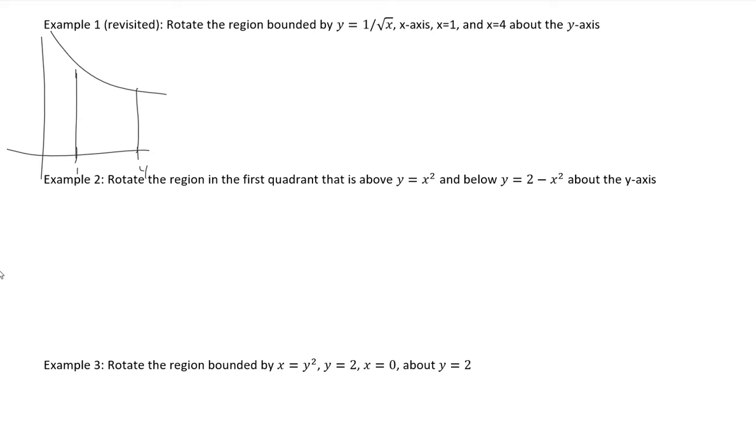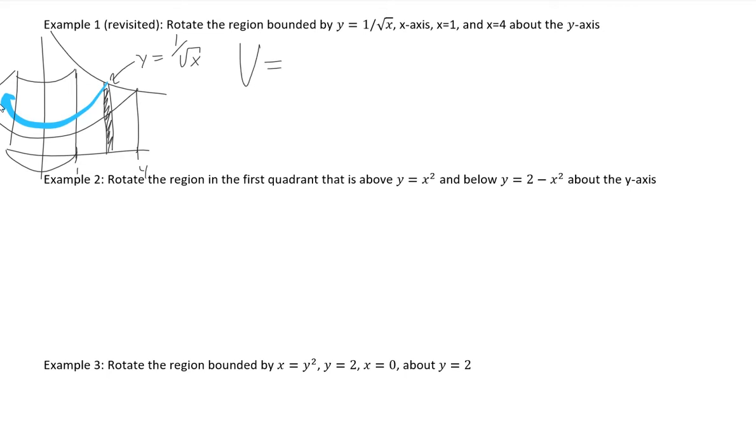However, in this case, if we do it with the shell, what we would create is a slice that looks like this, and then we would rotate this slice around the y-axis, creating a shape that looks kind of like this, with a hole in the middle, like so. Notice that we're rotating around the y-axis, so that means we're going to keep this in terms of x, so we're going to keep this as y equals 1 over root x. And we're bounded from 1 to 4.